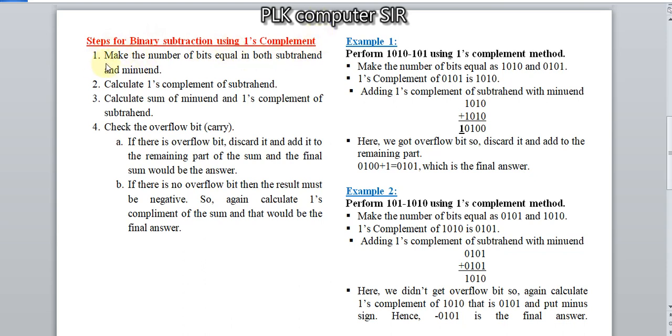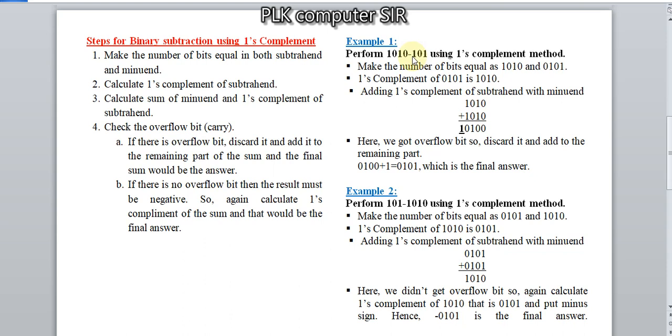Number 1, make the number of bits equal in both subtrahend and minuend. So remember, you have to make both subtrahend and minuend equal bits. And my dear students, for example, 1010 minus 101. So the number which has a negative sign will be the subtrahend, and the number which has a positive sign is called the minuend. For example, 1010 is the minuend. This 101 is the subtrahend because in front of 101 we have minus.